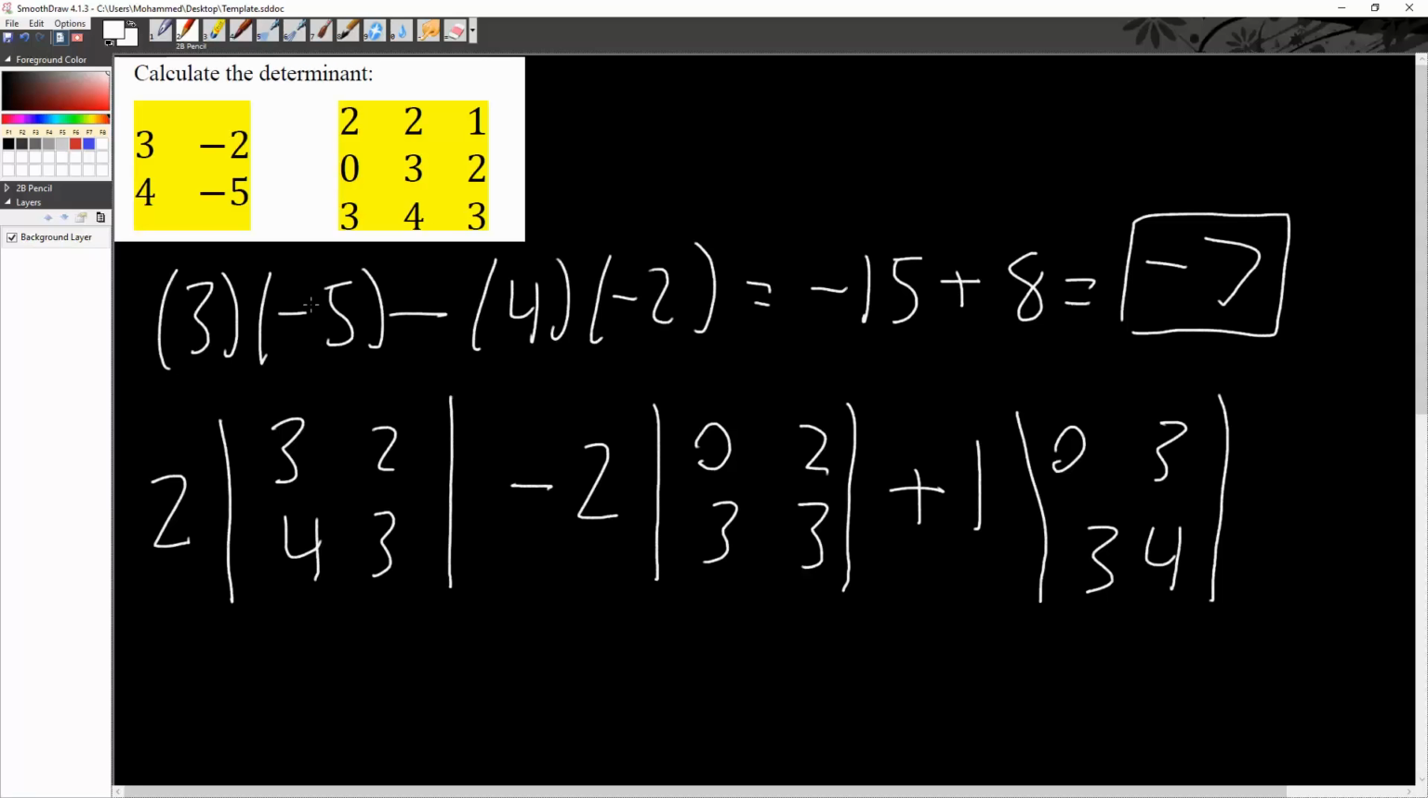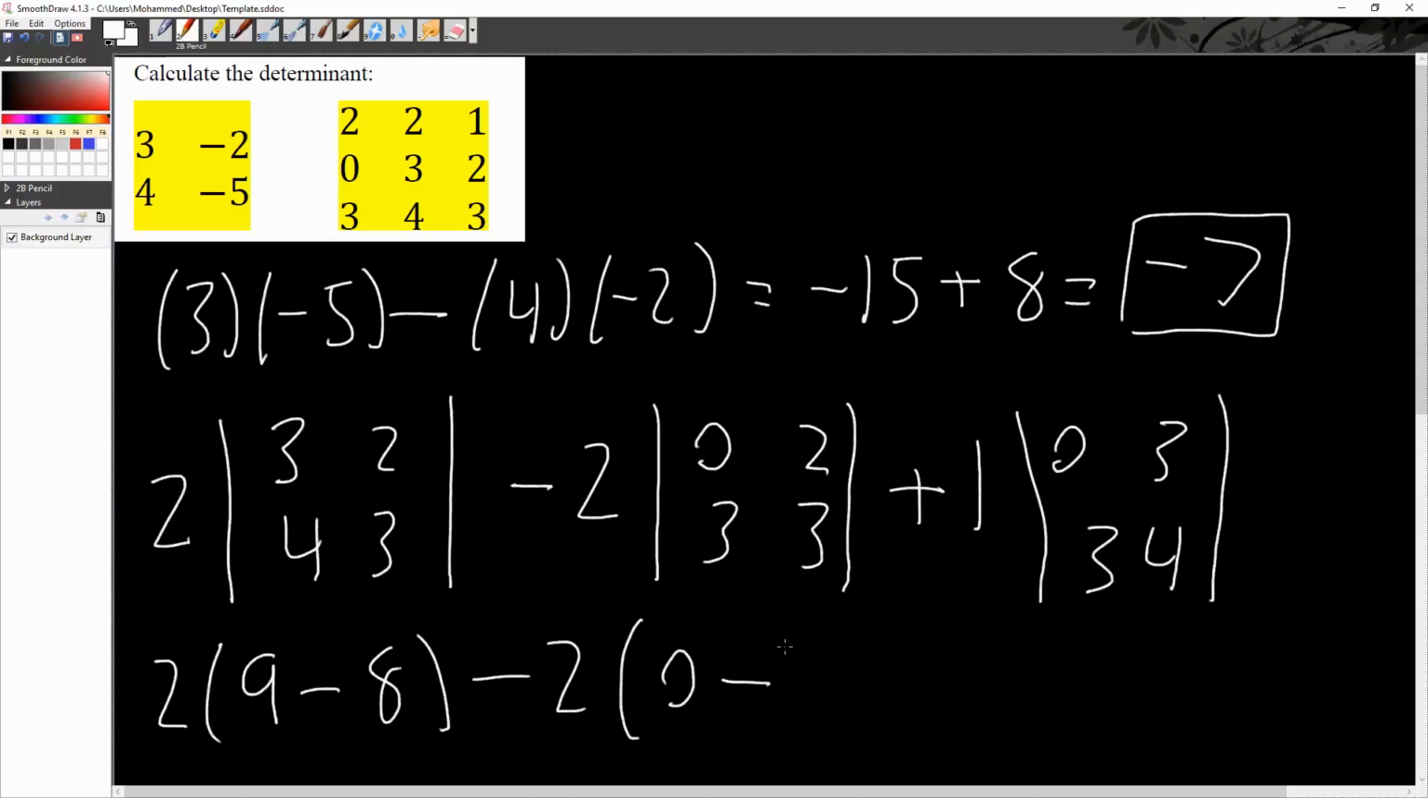And now we do the same thing as the 2x2 matrix. So we would have 2 parentheses. So 3 times 3 is 9, minus 4 times 2 is -8. So we have minus 2. We do the exact same thing. 0 times 3 is 0, minus 3 times 2 is 6, plus 1. We have 0 times 4 is 0, minus 3 times 3 is -9.